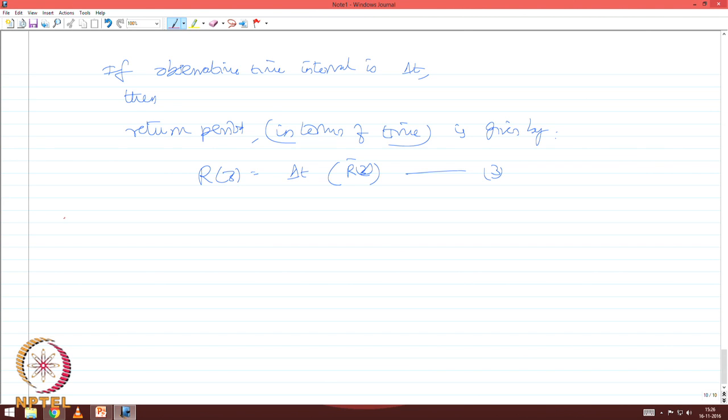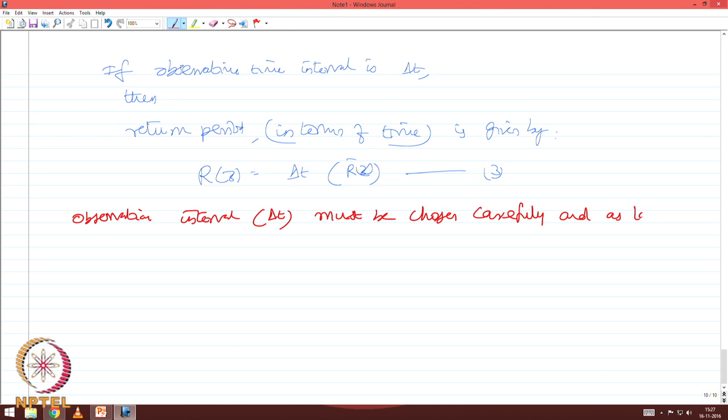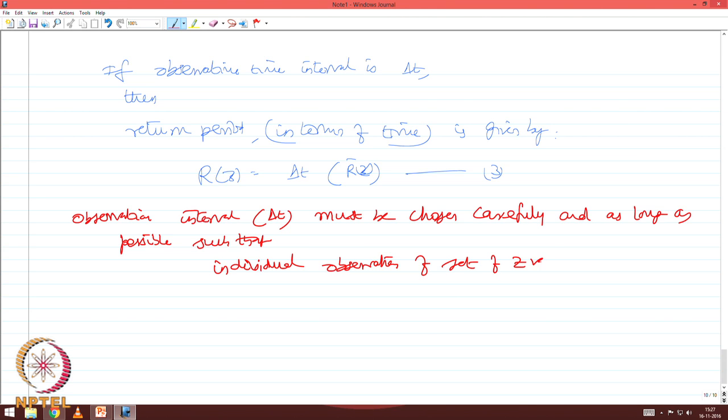So, it leaves a very important comment. The observation interval delta t must be chosen carefully and as long as possible such that individual observations of the set of z values become approximately independent.